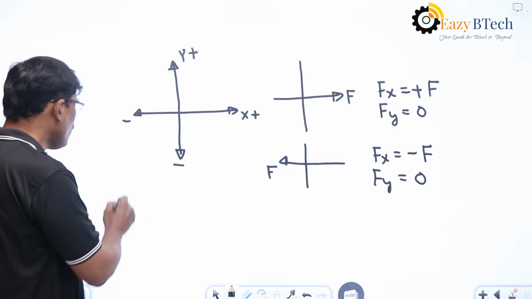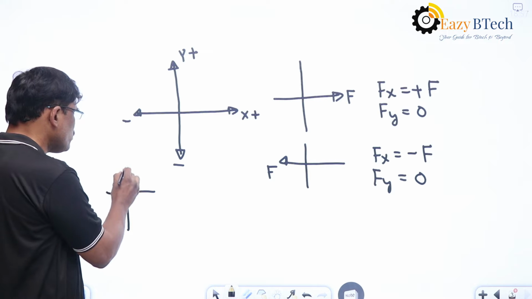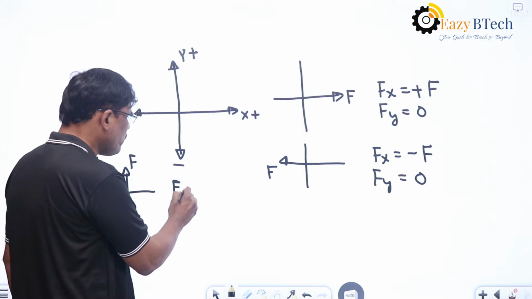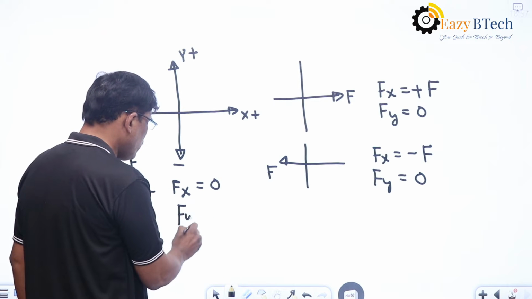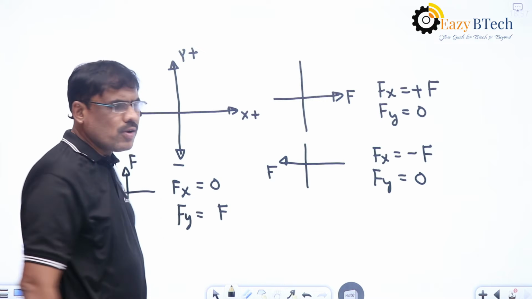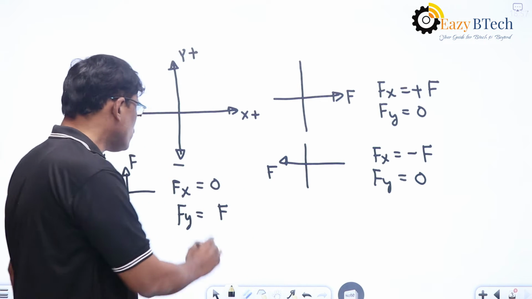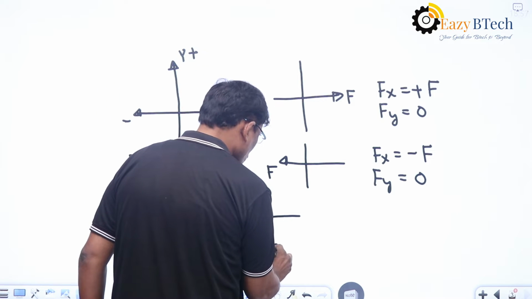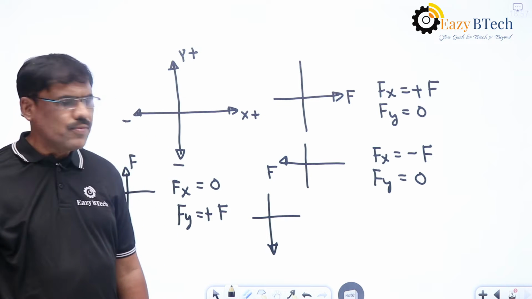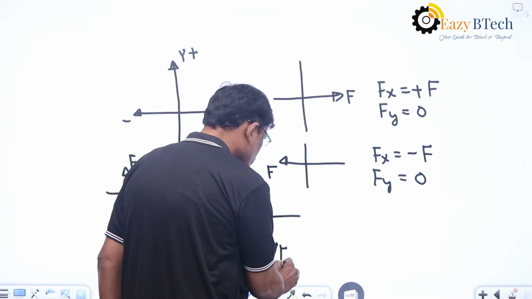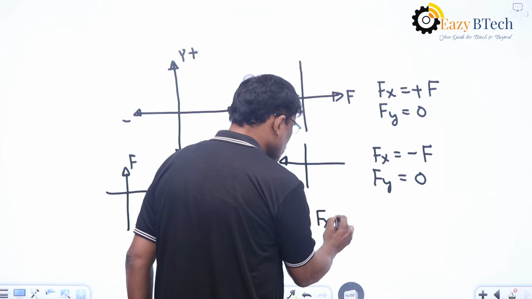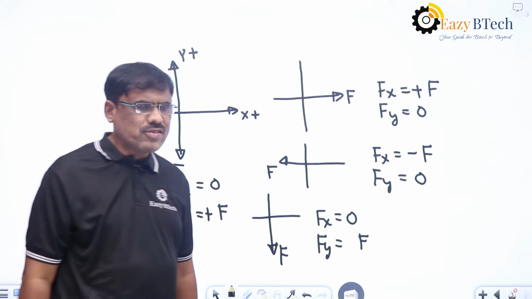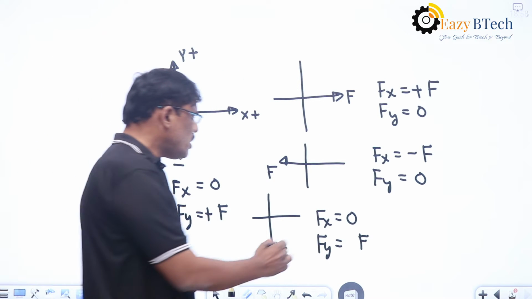Now, if a force is acting along the y-axis, this is the third case. The x component becomes 0 and the y component becomes F, because it is acting in the upward direction, so it is plus. The fourth case is if a force is acting along the y direction downward, let us say this is F. Then Fx is equal to 0 and Fy is equal to F, but the direction is minus because it is acting in the downward direction.